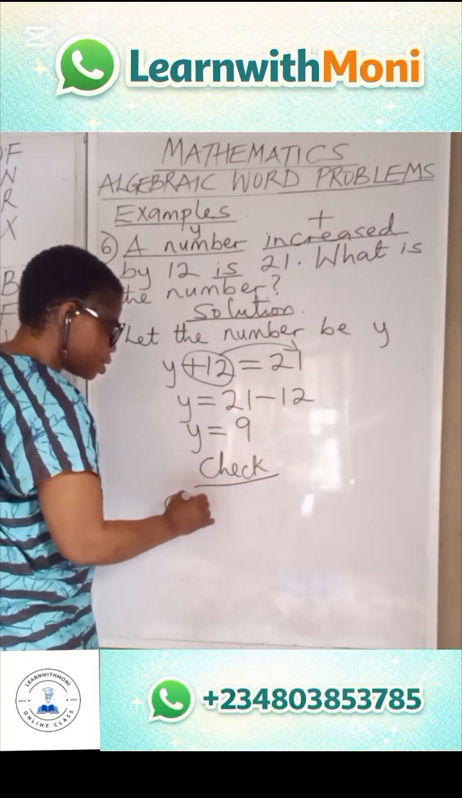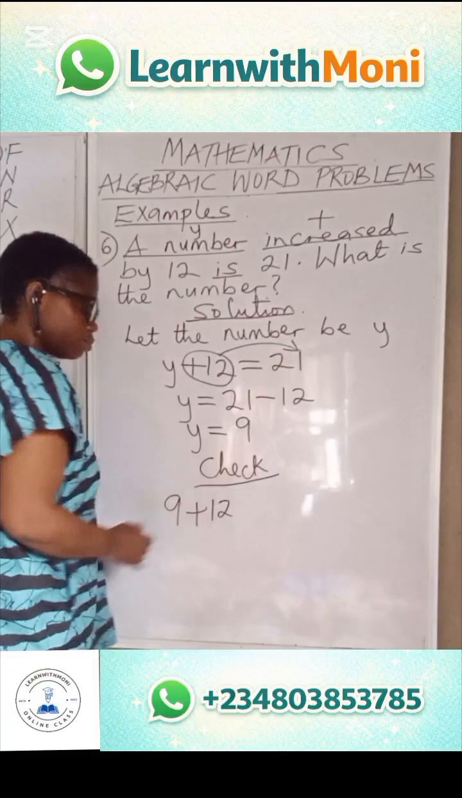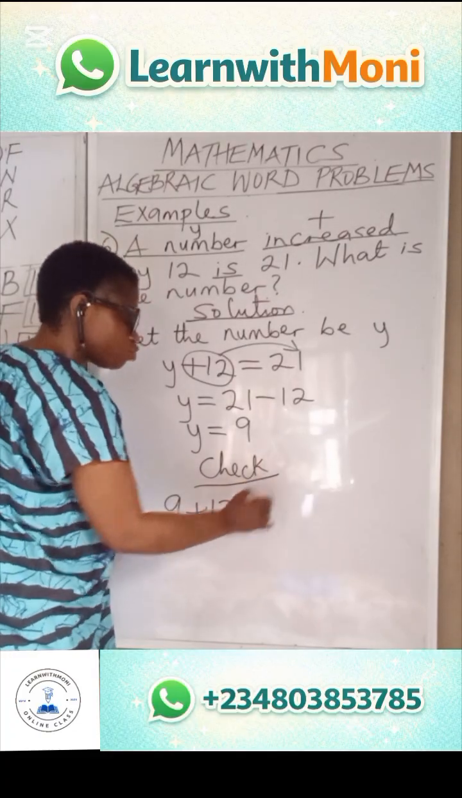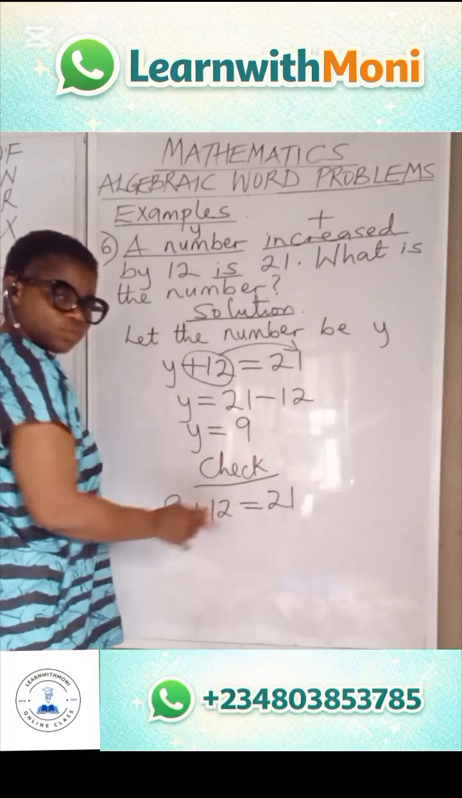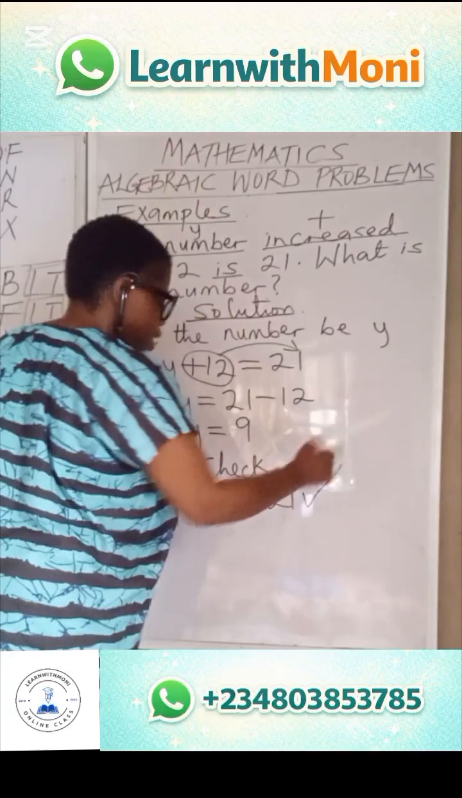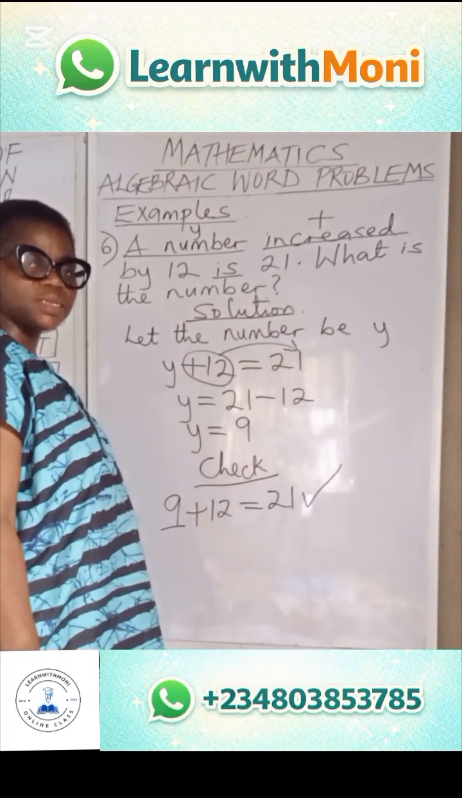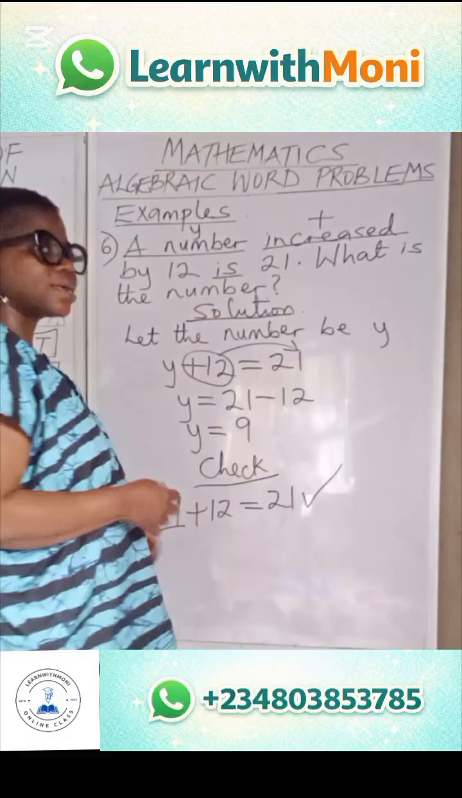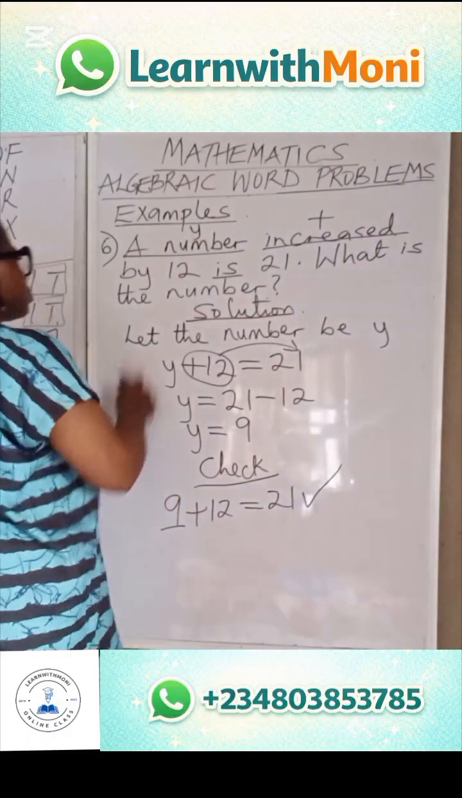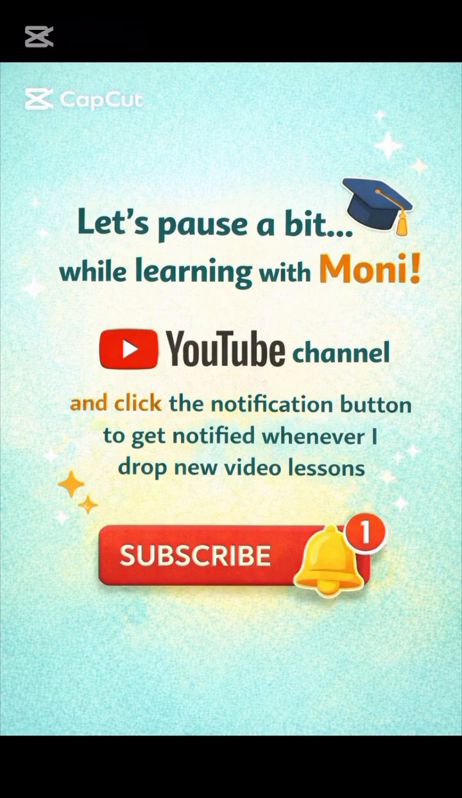9 increased by 12. Let us see if it will give us 21. Is 9 plus 12 21? That means our answer is correct. The unknown number is 9. Let's take more examples.